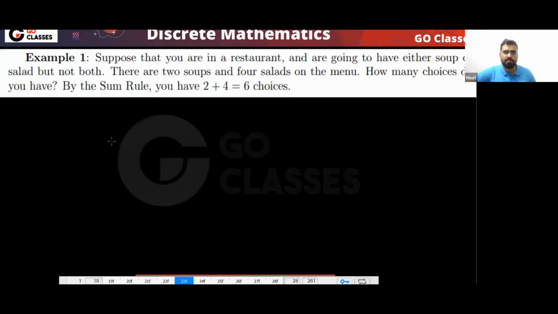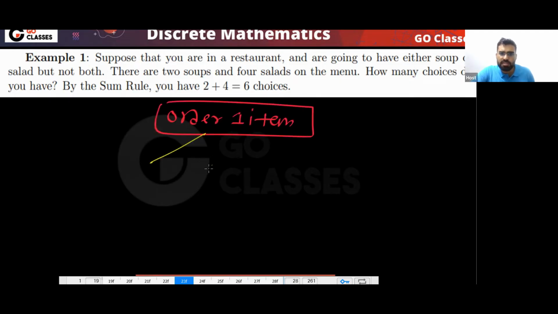So tell me here, this is your question. You are in a restaurant and you are going to either have a soup. Let's assume you have 10 rupees. You can either have a soup or you can have salad, but you cannot have both. There are 2 soups and there are 4 salads. So how many choices you have? Remember, your task is to order one item. This is your main task.